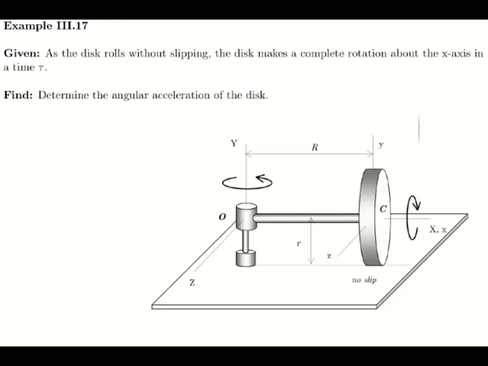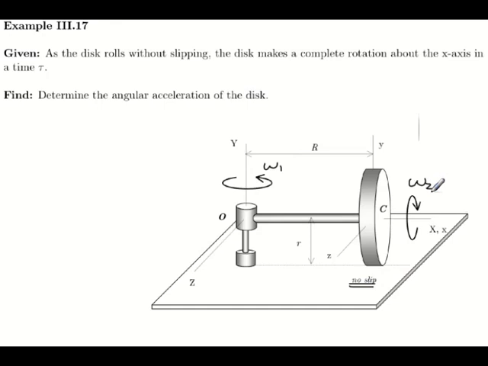Okay, in this example, we've got a disk. The disk is attached to this arm OC. OC is attached to a vertical shaft. That vertical shaft, we'll say, is rotating with a rate of omega 1, like that. But as the disk moves around, it moves with no slip on this horizontal surface. So that gives the disk a spin about the x-axis, which we'll call omega 2.